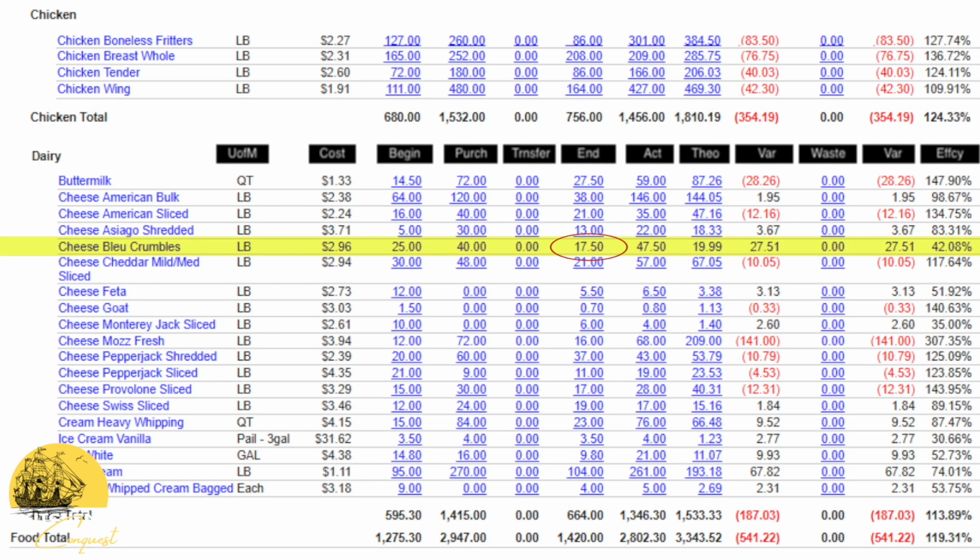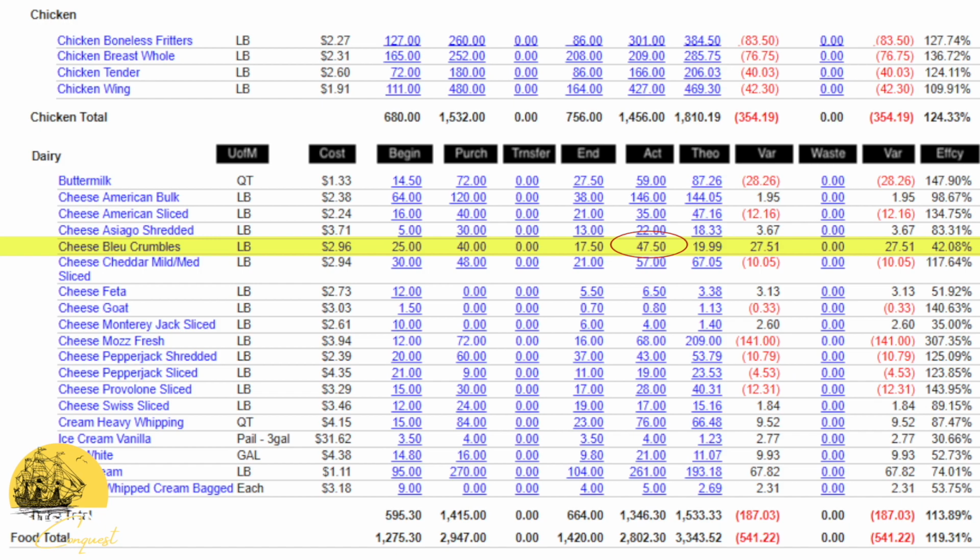Next line over, it says end 17.5. That is the amount of blue cheese that you counted today on your inventory. So again, let's say it's Monday, we're doing inventory. That is the amount of blue cheese that's on your shelf during this inventory. Next line over says actual 47.5. That is the amount of blue cheese that is actually missing from your inventory this period. Theoretical 19.99. That means you should have only used 19.99 pounds of blue cheese this period.